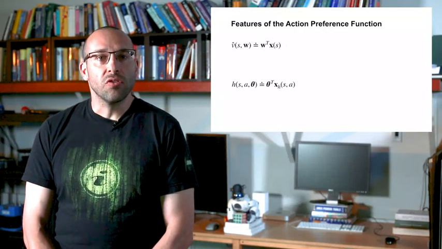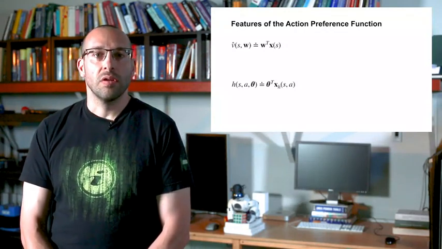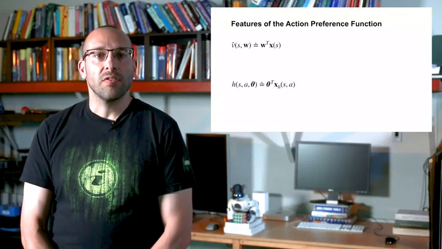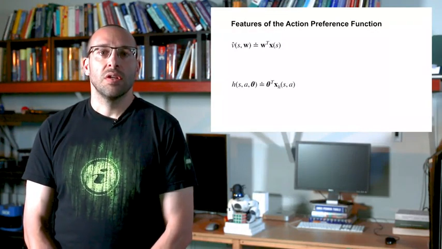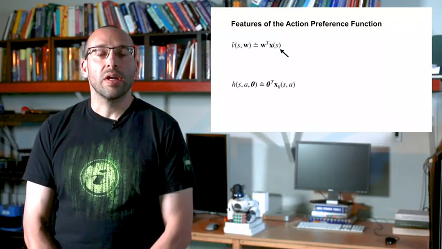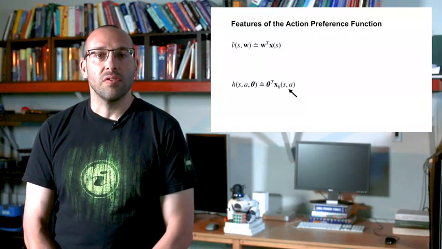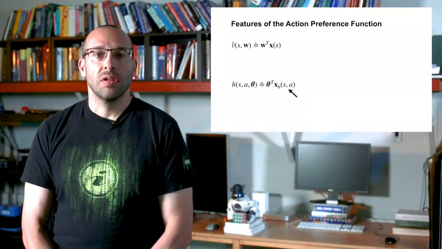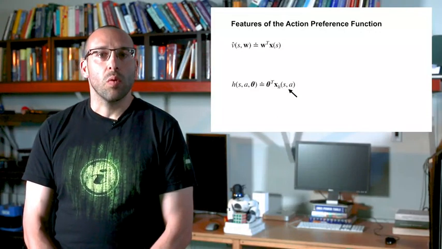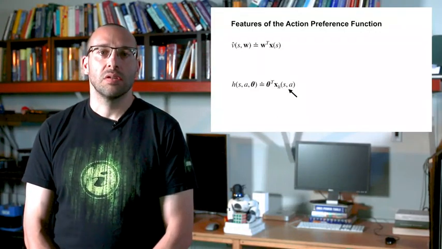Let's use the same features for our value estimates and the policy. Remember, the critic updates an estimate of the state value function. So the critic only requires a feature vector characterizing the current state. The actor's action preferences depend on the state and action. So our action preference function requires a state action feature vector.